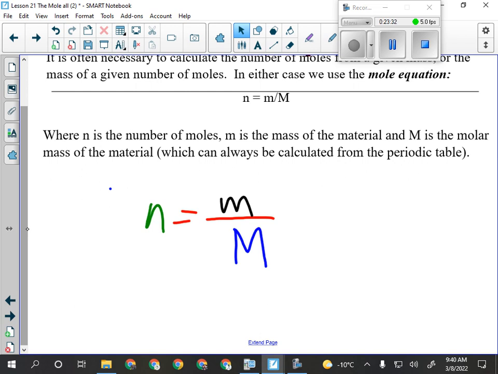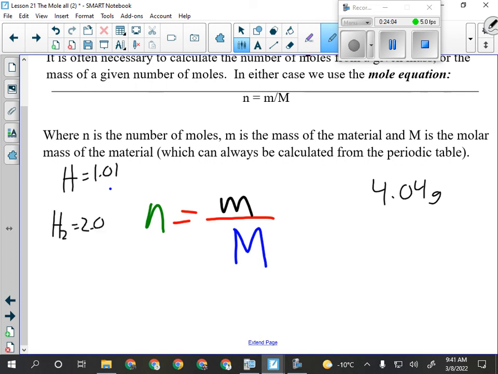So if I have 4.04 grams of hydrogen, that's my mass. What's the molar mass of hydrogen? 1.01 if I'm talking about atoms. What if I have a molecule of hydrogen? 2.02, because there'd be 2. This is 1.01. H2 is 2.02.